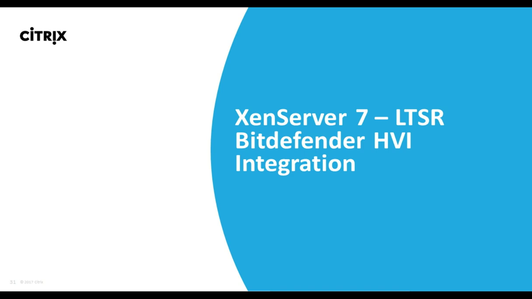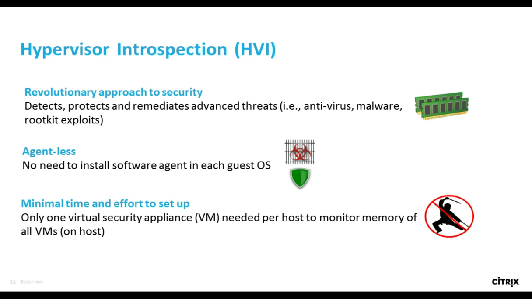When we look at LTSR, and specifically XenServer 7, we have an HVI integration available via Bitdefender. HVI, a hypervisor introspection engine, allows a revolutionary approach to security. It detects, protects, and remediates advanced threats, things like antivirus, malware, and rootkit exploits. It's agentless. There's no need to install software in each guest OS, and there's minimal time and effort to set it up. Only one virtual security appliance needs to be installed per host to monitor the memory of all VMs on the host. HVI can protect the virtual environments from today's sophisticated attacks, providing our customers with an additional level of security and confidence.